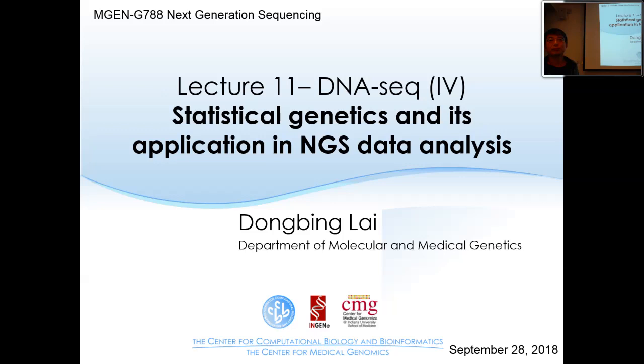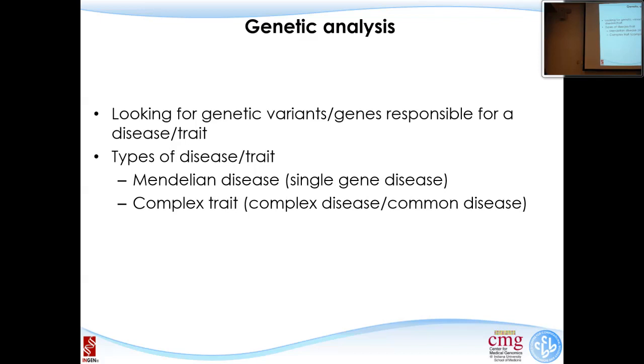So genetic analysis is just looking for genetic variants or genes responsible for a disease or trait. To be exact, for any genetic analysis, the first step is always looking for a genetic variant, not particular genes. Then after you find a genetic variant, you link its function to a gene. And the reason I put disease or trait there is because when you are talking about a disease, it's always binary. You have this disease or not.